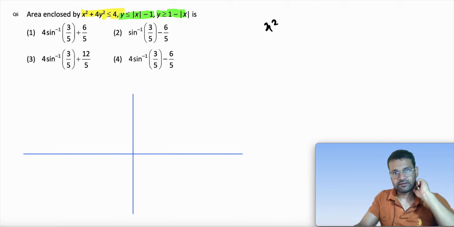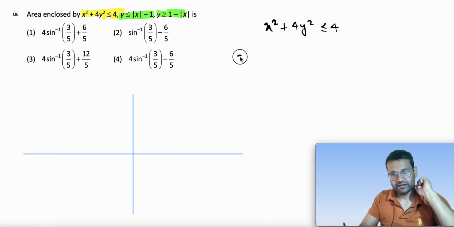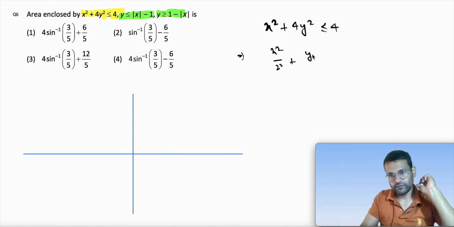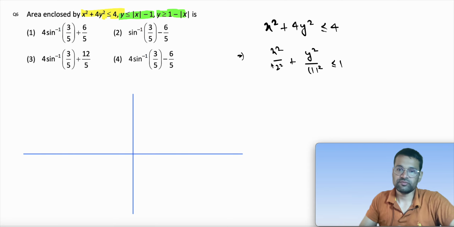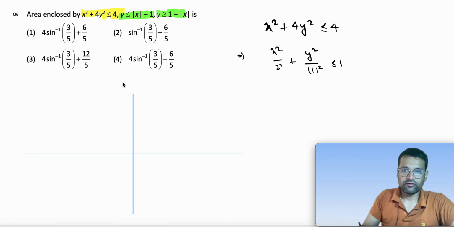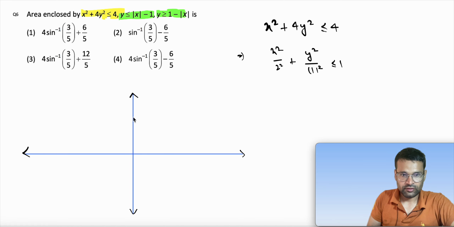x square plus 4y square less than or equal to 4. This can be written as x square by 2 whole square plus 4y square by 1 whole square less than or equal to 1. Okay, when we cross multiply, now you know all the coordinates on the x and y axis, here this one as y axis, this one as x axis. Now you can draw.